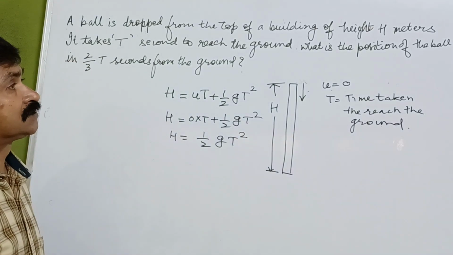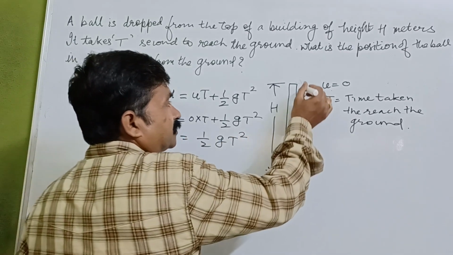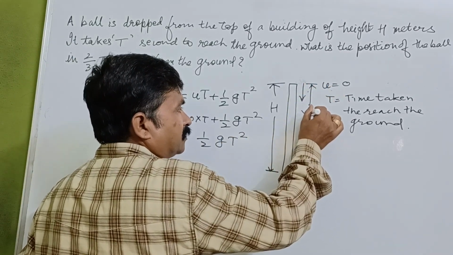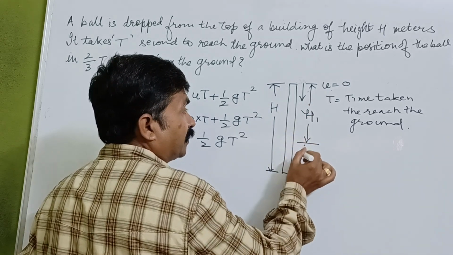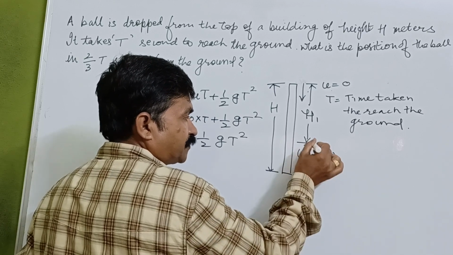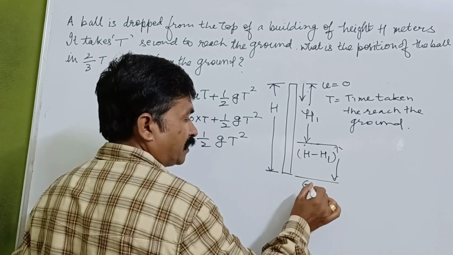Now the question is: what is the position of the ball in 2/3 t seconds? We can assume a distance, say h1, up to this point. So the remaining one will be h minus h1. It is from the ground.